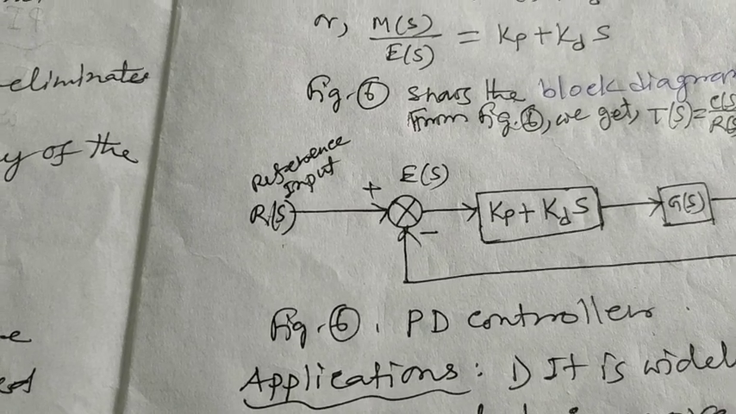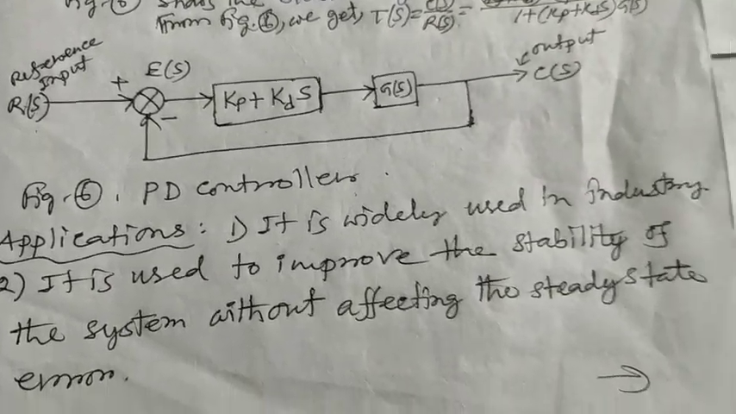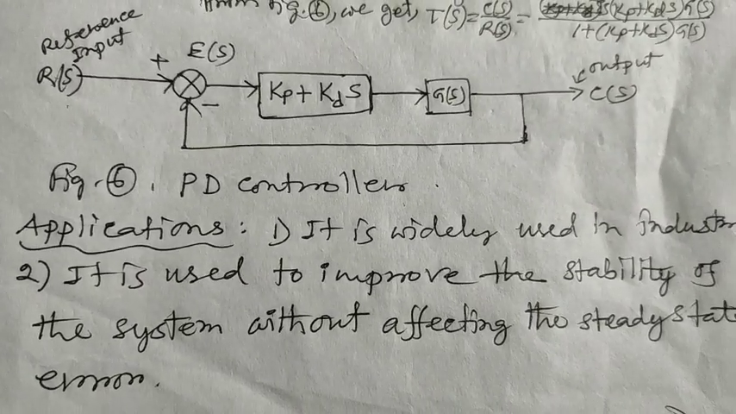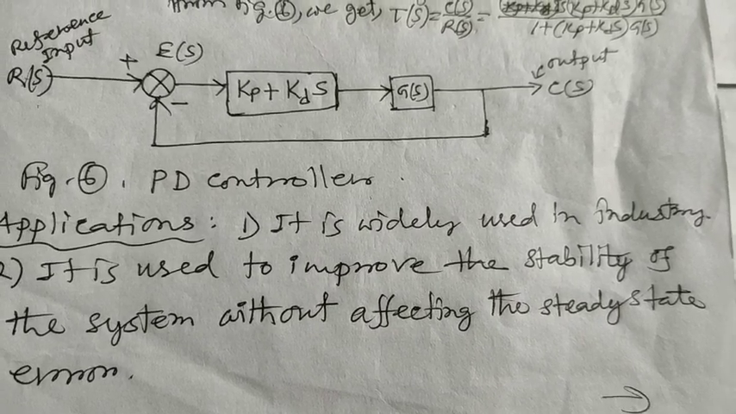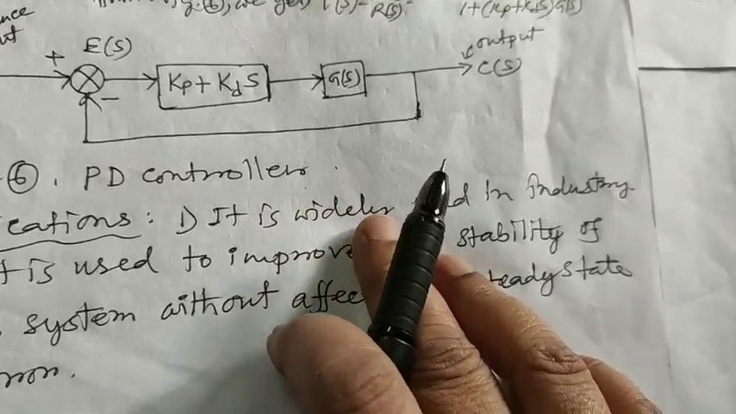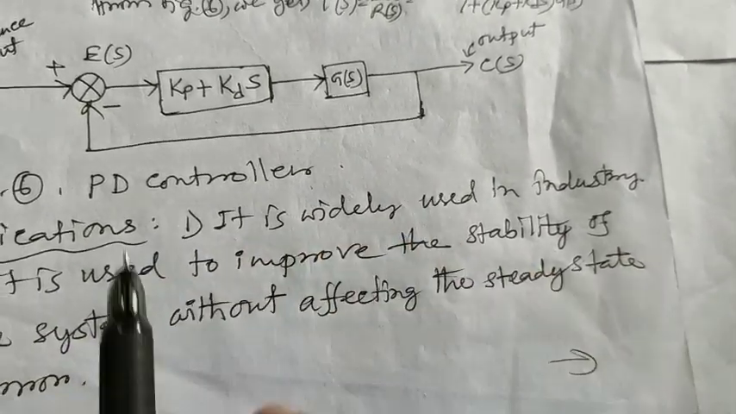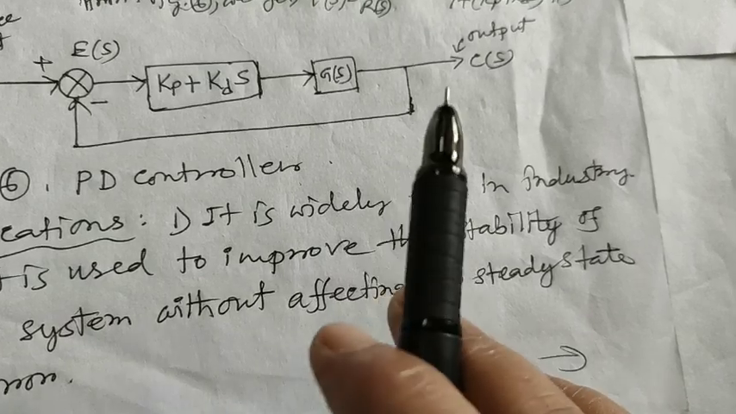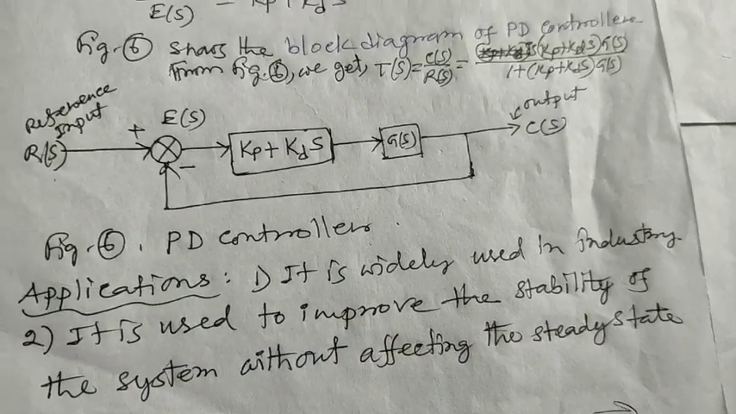And what are the disadvantages? What do I say? The disadvantages of the PD controller: it is effective during the transient state, and it amplifies noise of the system. It amplifies the noise of the system and may cause saturation effect in the actuator. Okay.